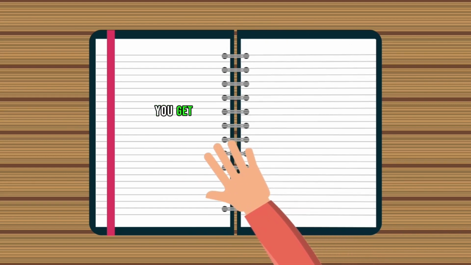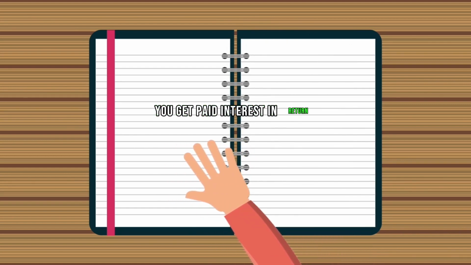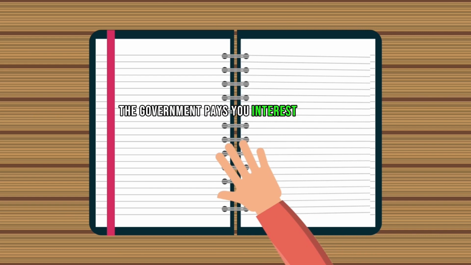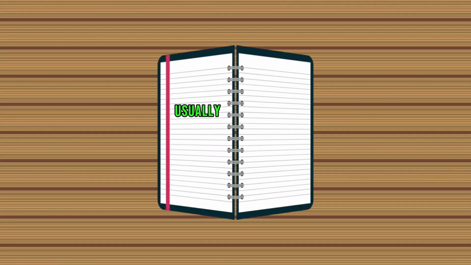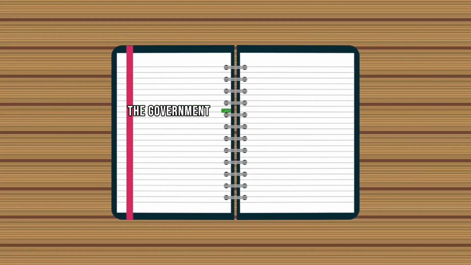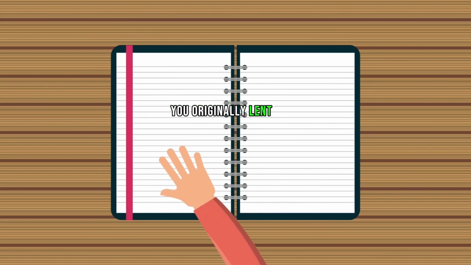2. You get paid interest. In return, the government pays you interest regularly, kind of like rent on the money you've lent. 3. You get your money back. After a certain time, usually several years, the government gives you back the money you originally lent them.